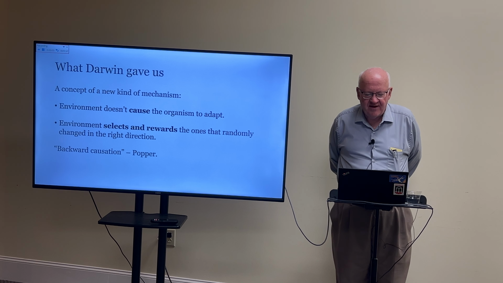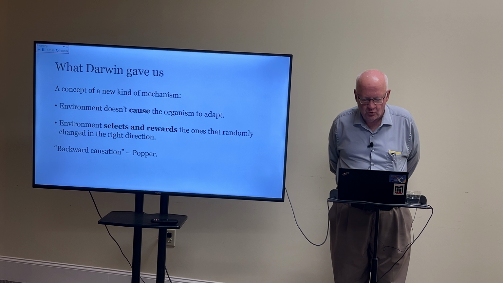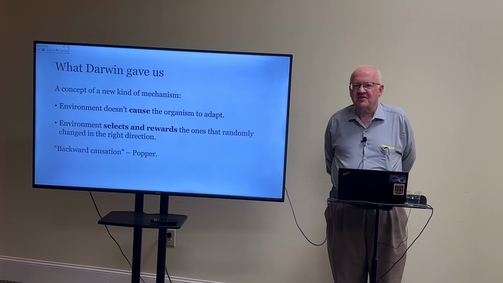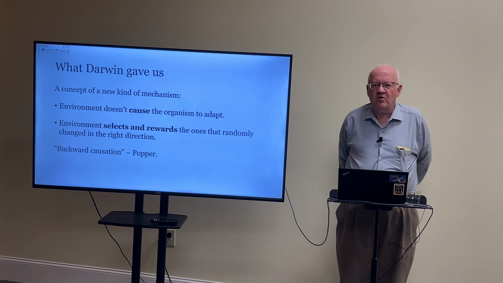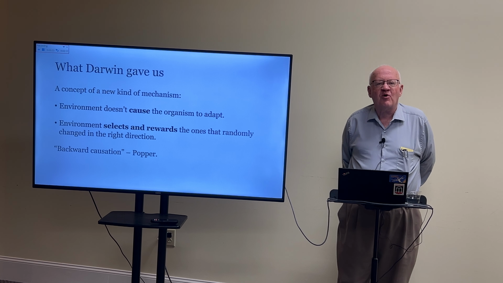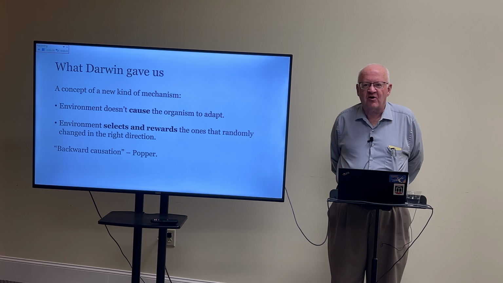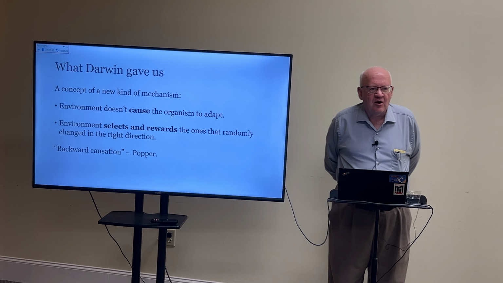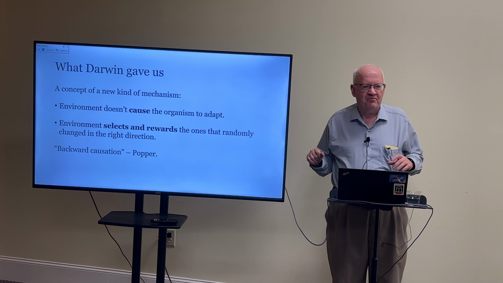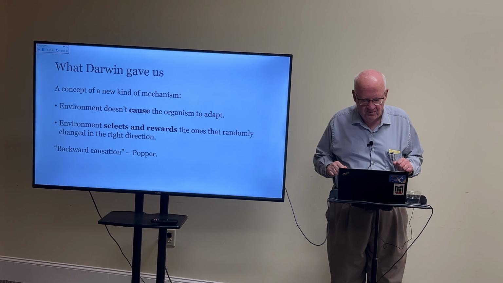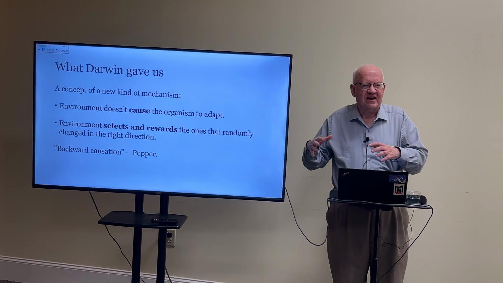The big thing Darwin gave us is a concept of a new kind of mechanism, a new way things can work. The environment doesn't cause the organism to adapt. The environment selects and rewards the ones that have randomly changed in the right way. That's the key concept of random variation and natural selection. Random, at least in the sense, not in the sense of uncaused, but in the sense of unrelated to the goal. Variation caused by things unrelated to the goal. The results that are closer to the goal get selected and rewarded.